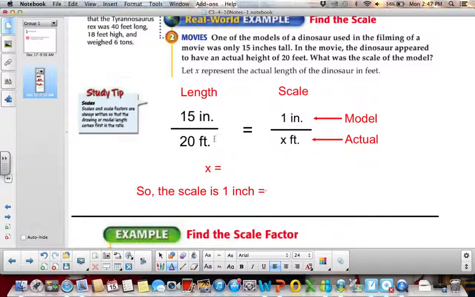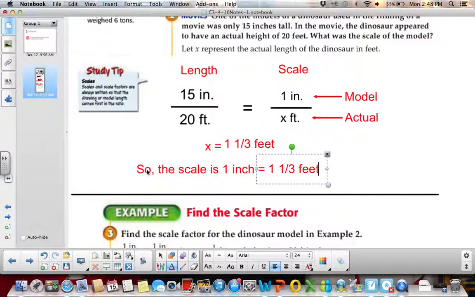Then we solve like a proportion. 15 times x equals 20 times 1. Then we get x equals 1 1/3 feet. That tells us that the scale is 1 inch equals 1 1/3 feet. So for however many inches the dinosaur model is, the actual dinosaur is that many 1 1/3 feet tall.